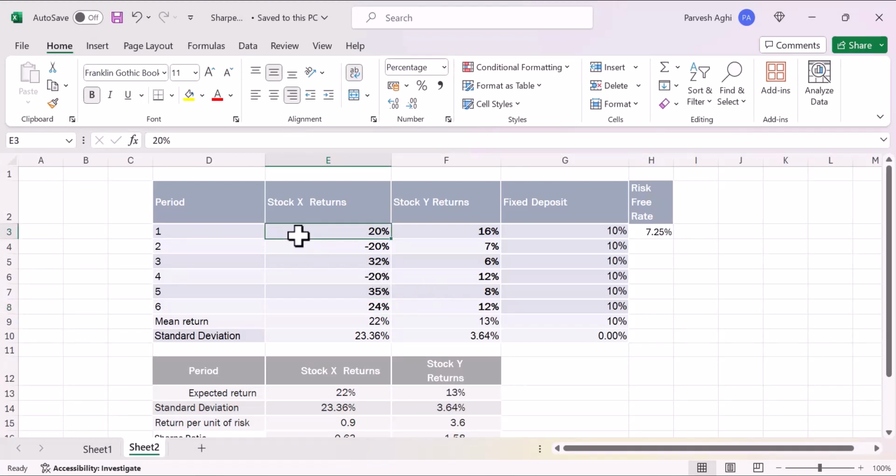Now, just look at this. There are two stocks. Now we're talking about stocks, not the currency. So there are two stocks, stock X and stock Y. And suppose there is a fixed deposit also, and suppose there is a risk-free rate. Risk-free rate is what you get if you deposit your money in a government bond, which is considered the least risky investment. Currently it's around 7.16 or so.